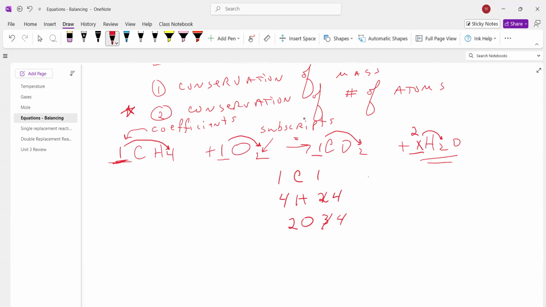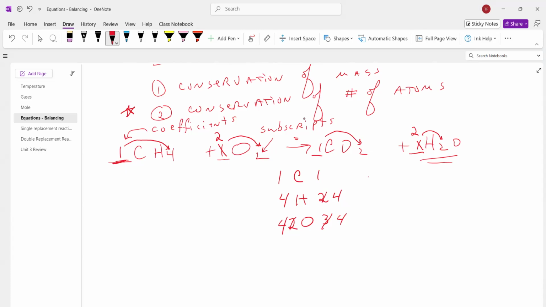So one way to kick up the oxygens on the left is to put a 2 here. And then 2 times 2 is 4. Now, when we achieve this 1, 1, 4, 4, 4, 4, that's called the equation is balanced. So when you balance an equation, this is what you do. You fuss with the coefficients till the left is equal to the right.